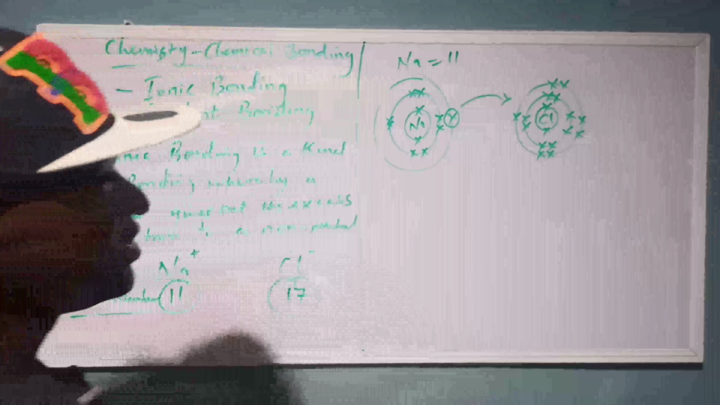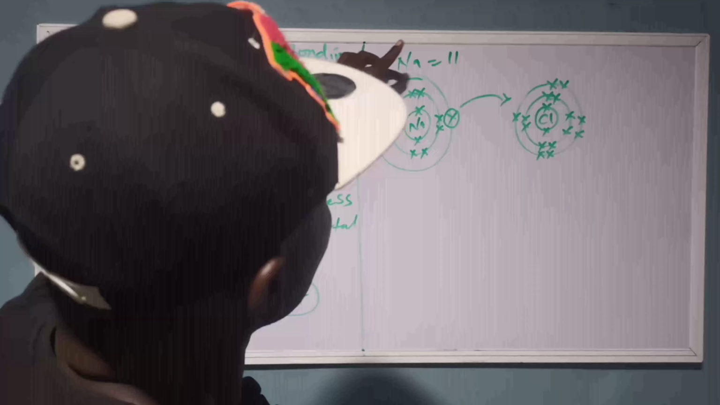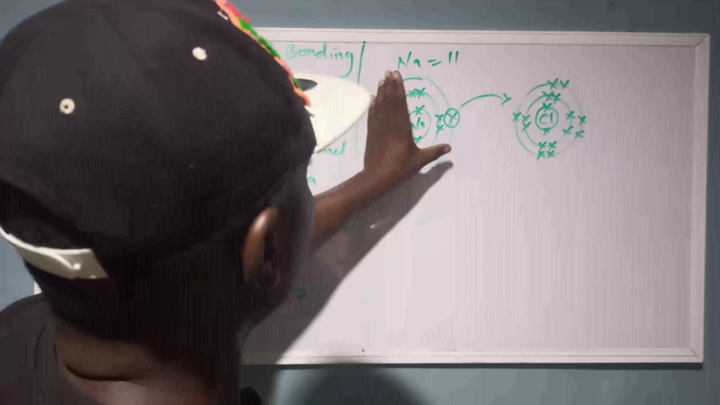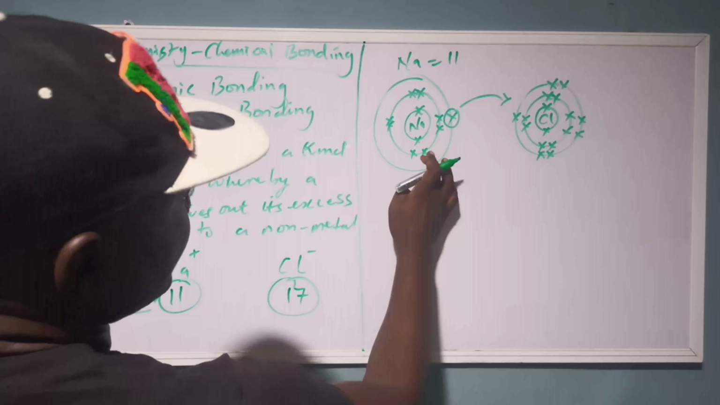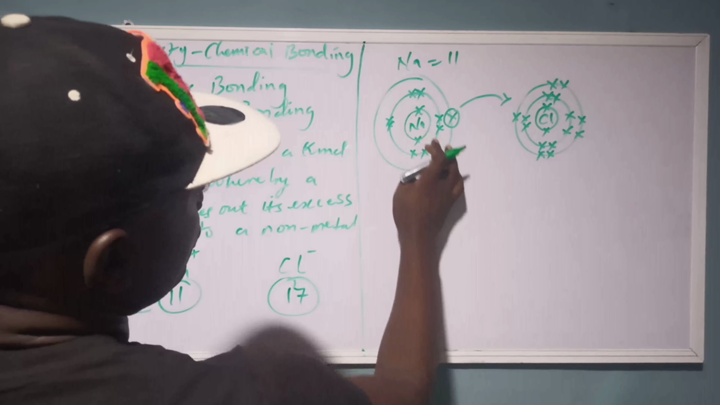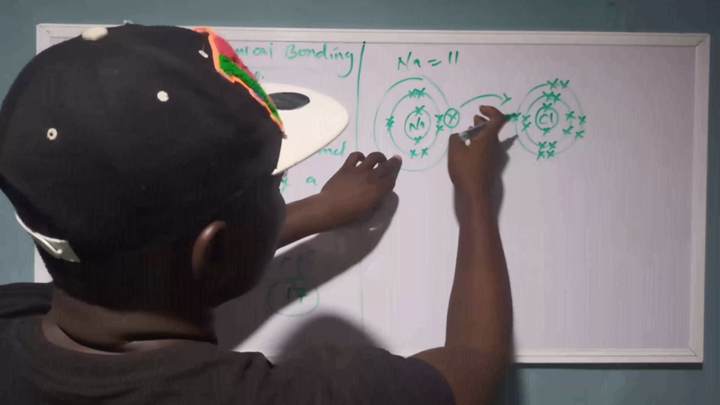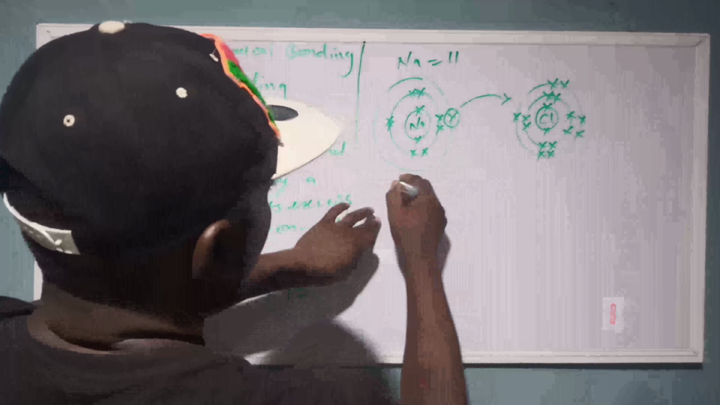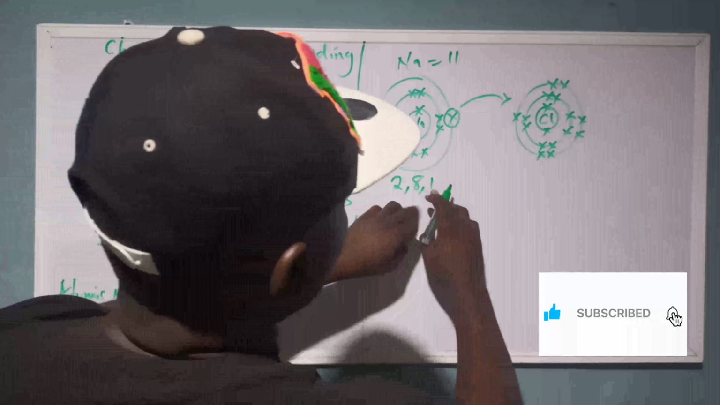Now, it is explained that for you to be stable, your outermost shell must carry 8. So you can see that the K shell has 2, and the L shell has 8, with an extra 1 on the M shell. This one is making sodium not to be balanced. So sodium will have 2, 8, and 1, not balanced.